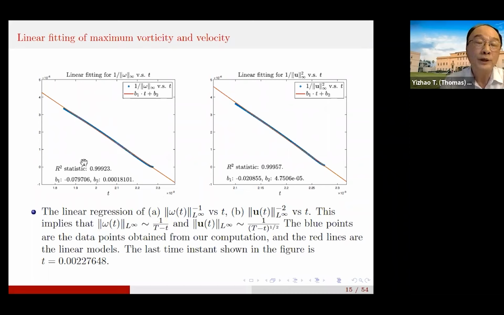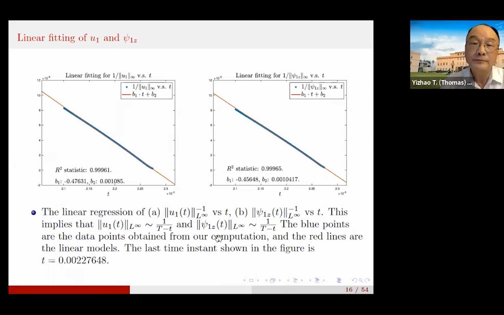It's the R squared statistic. It's very close to 1, right? 1 would be perfect fitting. So you get a very convincing blow up: the maximum vorticity blows up like 1 over capital T minus T, so it certainly satisfies the Beale-Kato-Majda condition. And the maximum velocity field scales like 1 over square root of capital T minus T. That is very interesting because this is the scaling the Navier-Stokes equation is also supposed to satisfy. And U1 and omega 1 blow up like 1 over capital T minus T, as I mentioned before, with a very, very strong fitting.